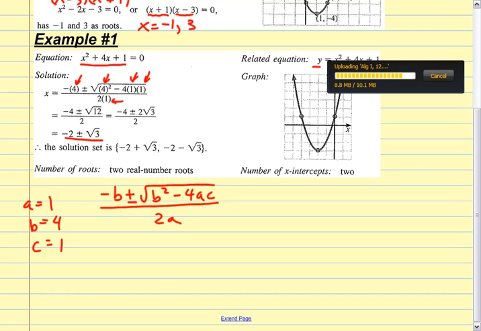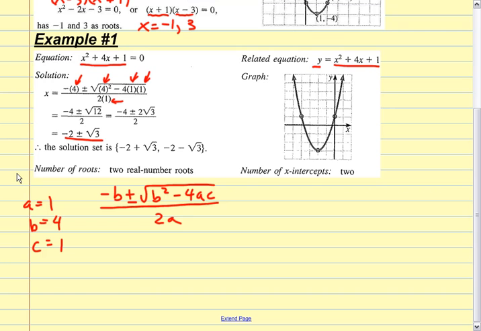Okay, folks, they just plugged in the a, b, and c into the quadratic equation, and they got these two solutions: minus 2 plus root 3, minus 2 minus root 3. We can use a calculator to find out about what that is, okay? But the x-intercepts are those things. This one is minus 2 minus root 3. This one is minus 2 plus root 3.